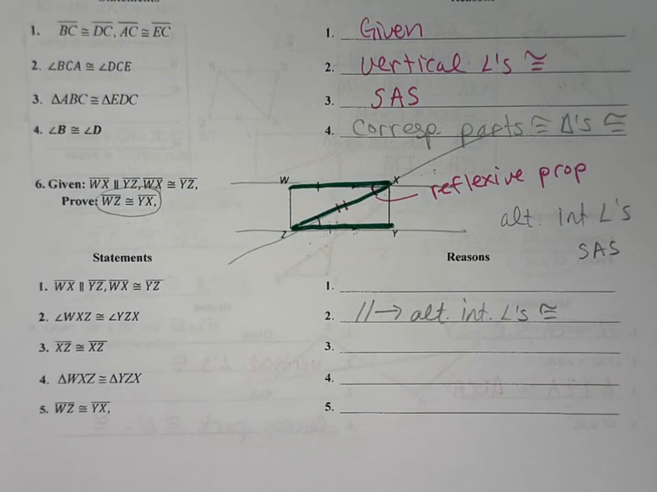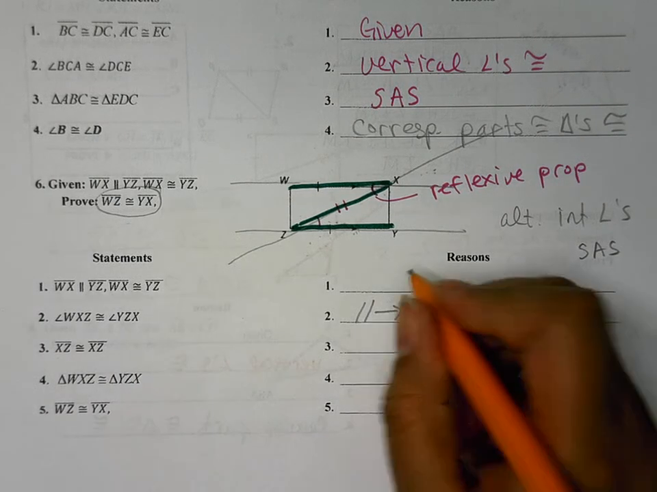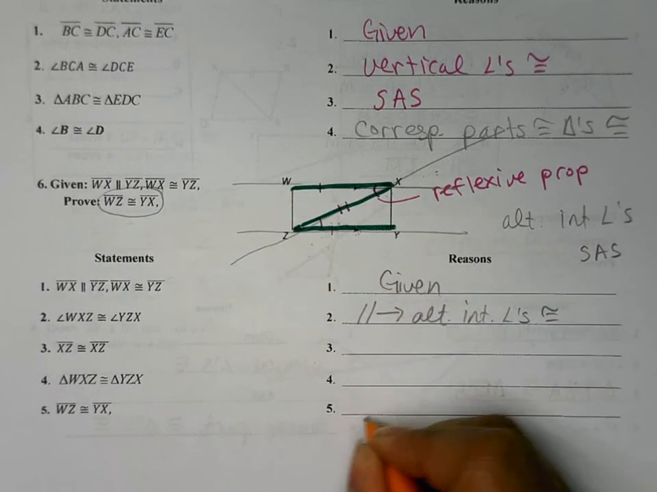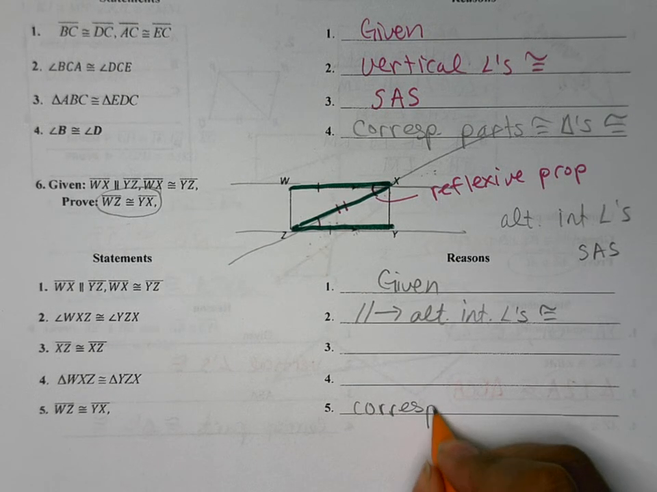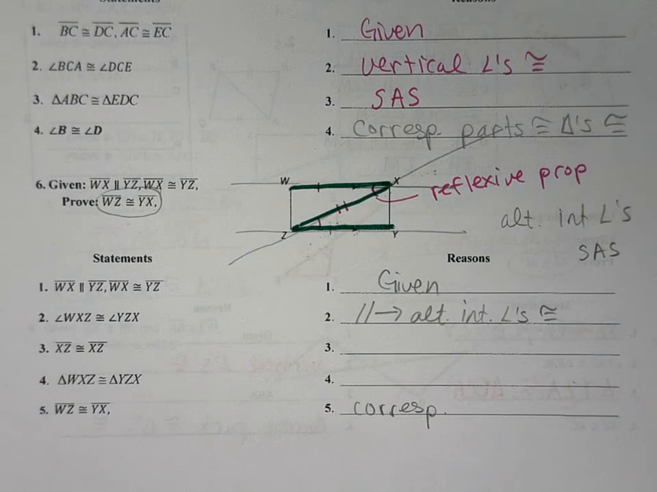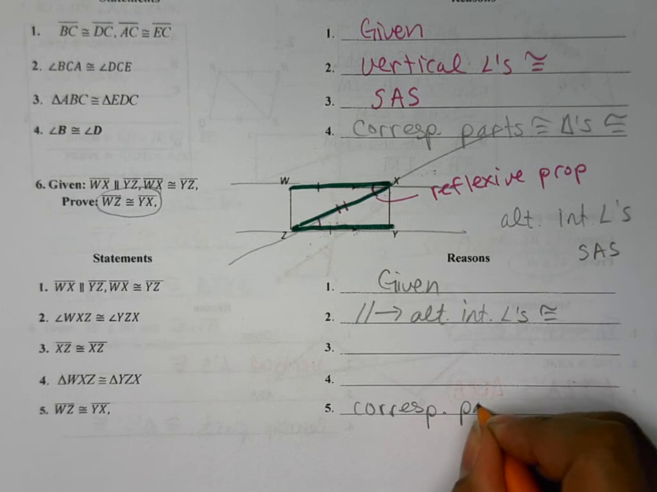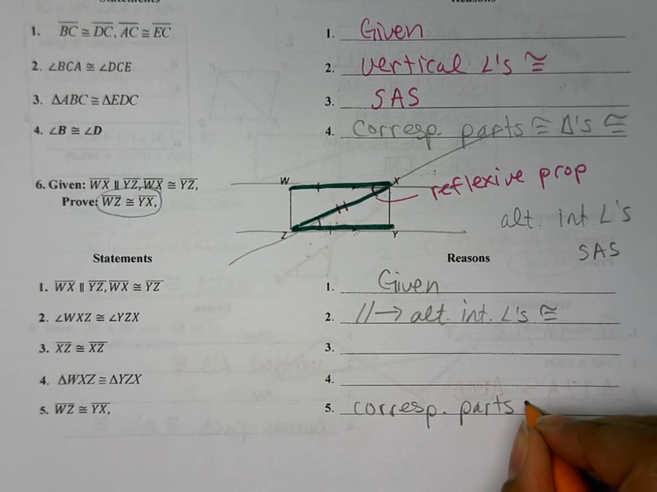What's your last statement going to be? All right, so you know this is given. You know this is corresponding parts. You know there's a side, angle, side in there somewhere. We know there's a reflexive property. Those are the only two you have to figure out. Got it?